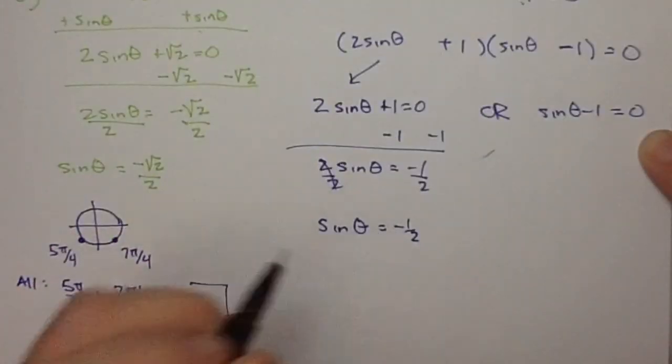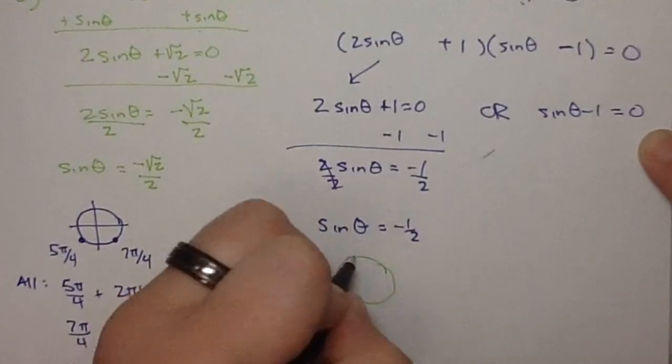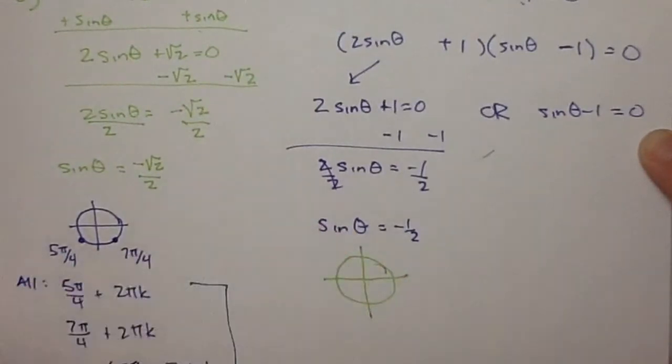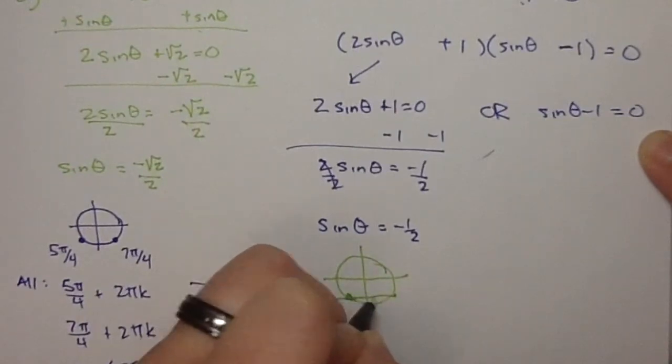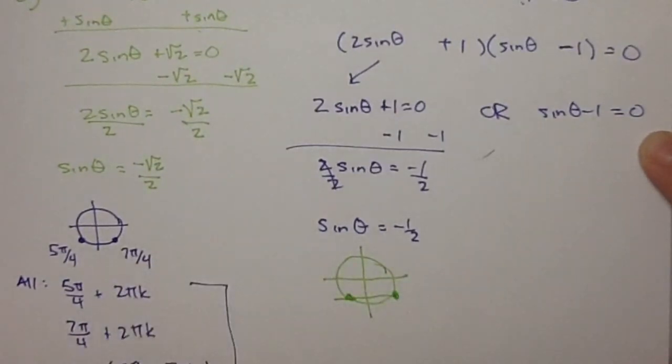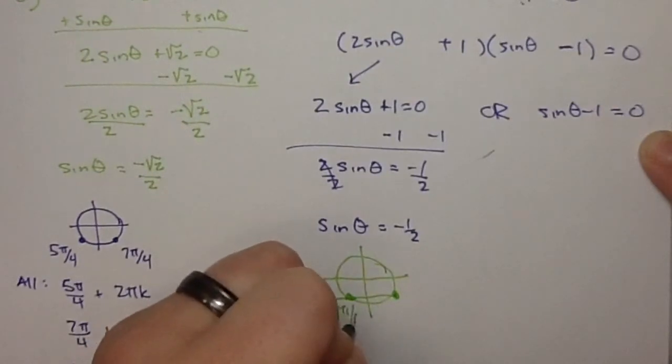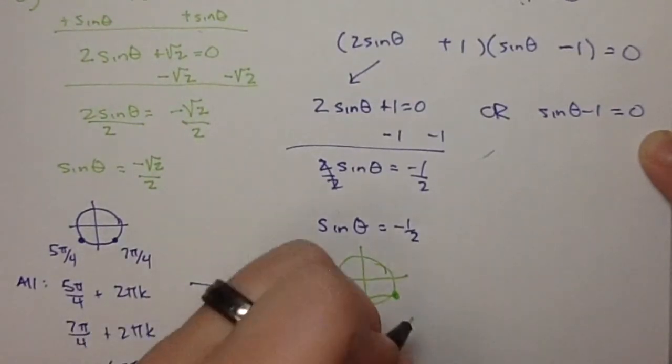All right, where does that happen? So we draw our unit circle. Where is sine theta equal to negative 1/2? Well, here and here. And so those angles, looking at our unit circle, are 7 pi over 6 and 11 pi over 6.